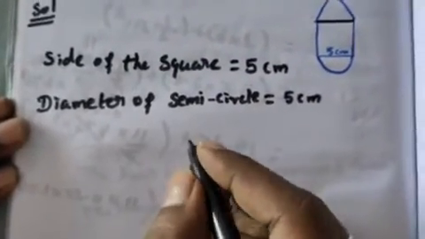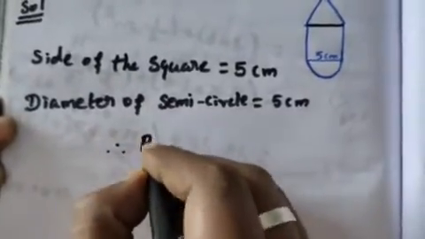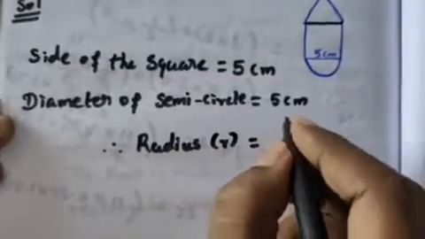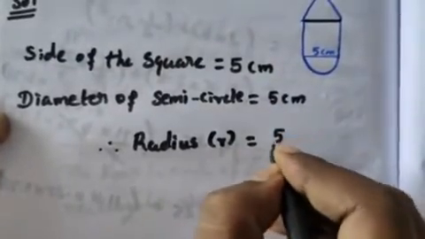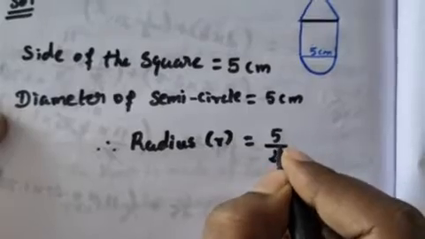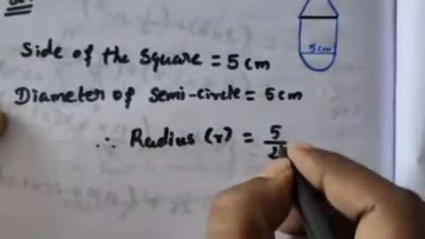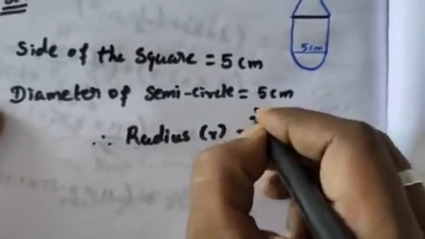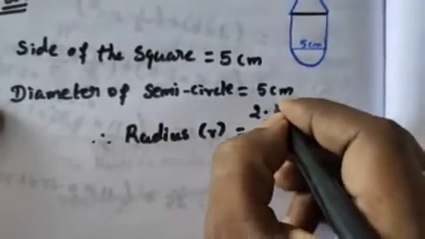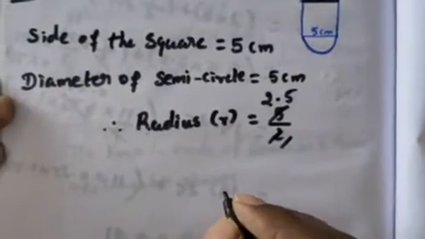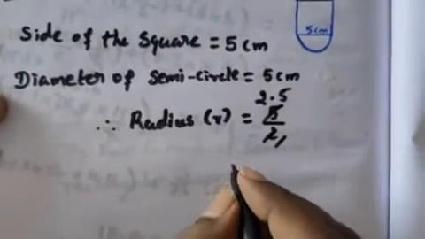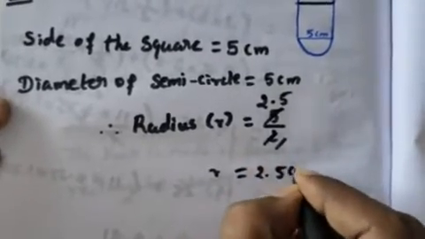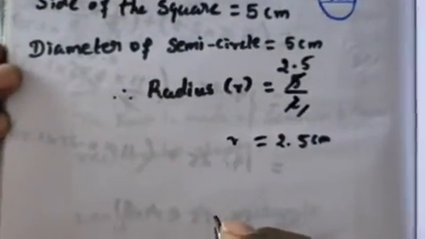We need the radius. Therefore, radius r is equal to diameter divided by 2. 5 divided by 2. 2 ones are 2, 2 twos are 4, remaining 1, 5 twos are 10, therefore we get 2.5. Therefore the radius of the semicircle r is equal to 2.5 centimeter.